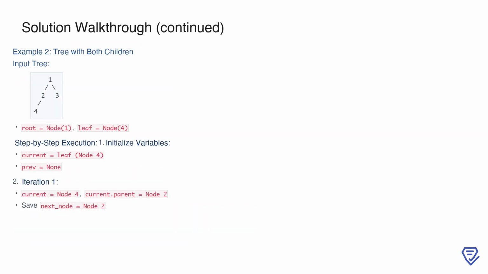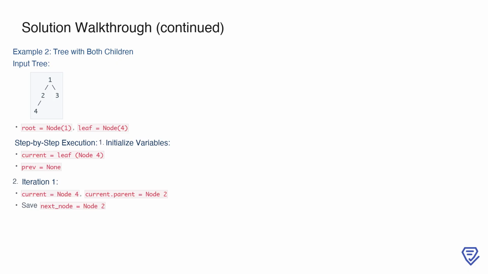In the third iteration, current is the original root, node 1, which no longer has a parent, current.parent is none. We save next_node as none since there are no more nodes to traverse upward. Node 1's parent reference is updated to point to previous, which is node 2, completing its reconfiguration. We also ensure there are no lingering child references by setting node 1.left and node 1.right to none. Finally, we update previous to node 1 and terminate the process as current is now none.